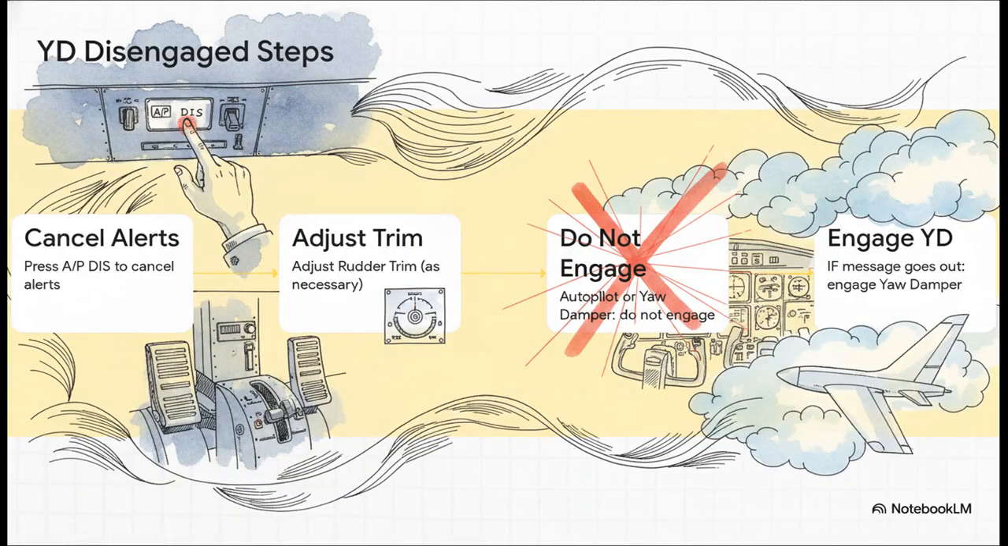Notice the crucial difference in these steps. You still start by pressing AP DIS to cancel the alerts, just like before. But for Step 2, because it's only the yaw damper, you only need to adjust the rudder trim as necessary. Makes sense, right? Step 3, again, do not engage the autopilot or yaw damper. And Step 4, if the message goes out, you can engage the yaw damper as required. Honestly, it's a beautifully logical progression from that first scenario.